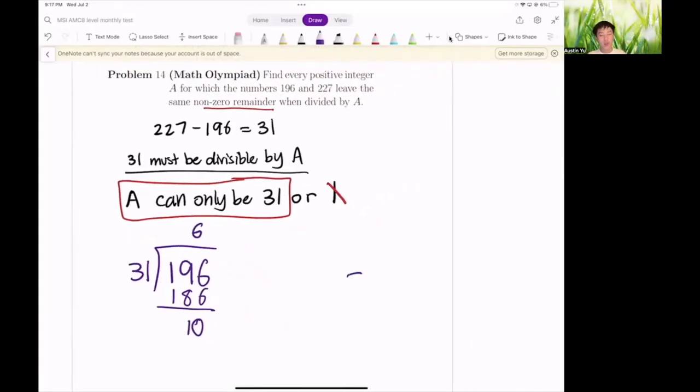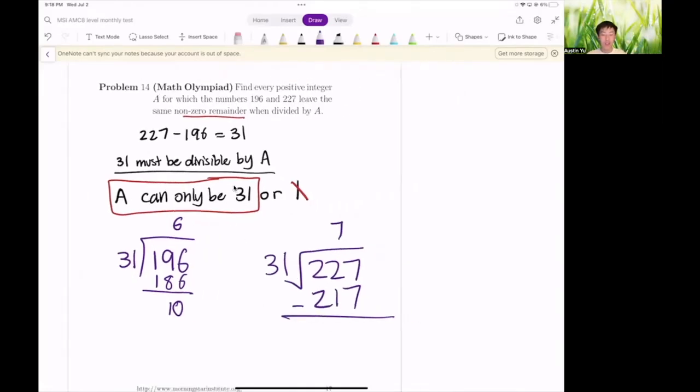And let's see about 227. 227 divided by 31, which means how many times can 31 go into 227? We know that 31 times 7, that's the whole number component of this, is equivalent to 217, right? And if we subtract 217 from 227, we get that the remainder is again 10. Which means that yes, a is 31 because when we divide both these numbers by 31, the remainder is the same.